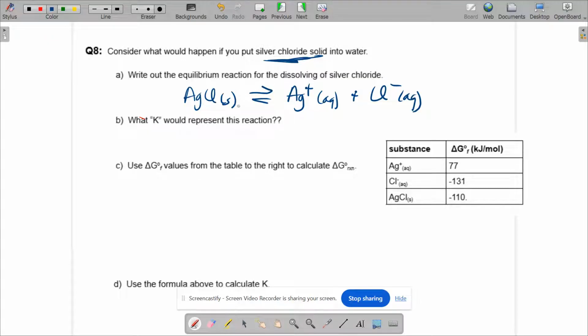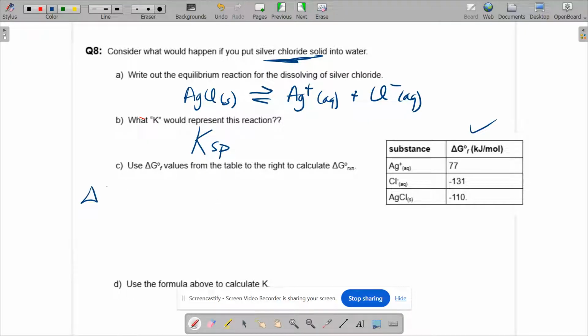If you remember anything from a couple units ago, this is represented by KSP, the solubility product constant, meaning that this equilibrium does not go very far in the forward direction. We don't produce a lot of Ag plus and Cl minus, but we do produce some. So the precipitate does dissolve a little bit, and that's called KSP. Let's use this table of delta G of formation values. We'll calculate delta G for this reaction, and then we'll use that to calculate K for this reaction.